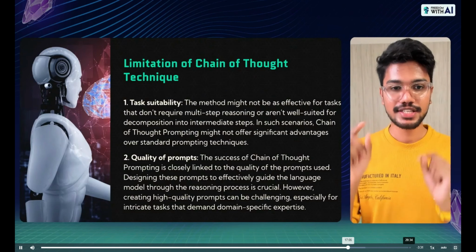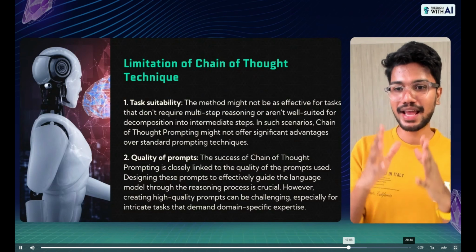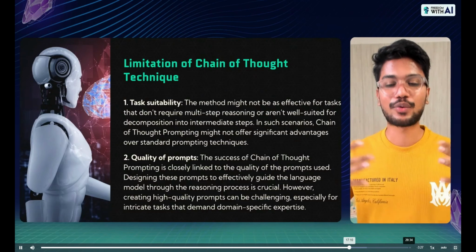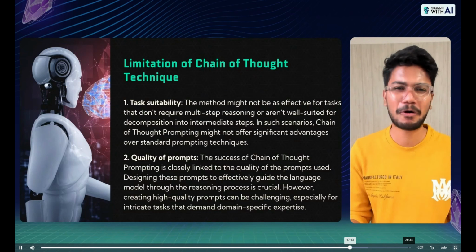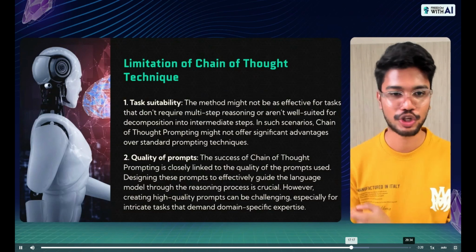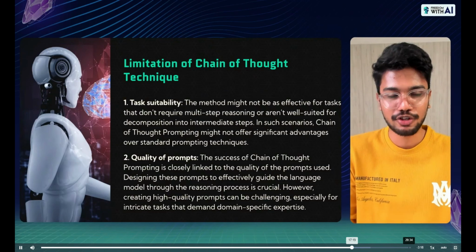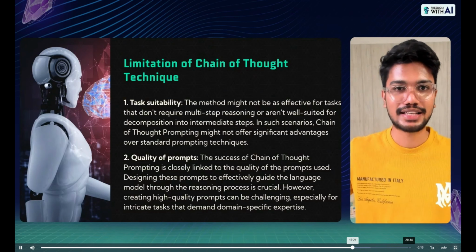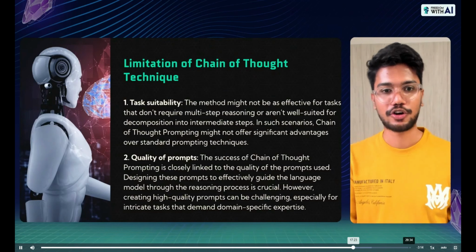So the first limitation is task suitability. The method might not be as effective for tasks that don't require multi-step reasoning. Obviously, when you can do things with simple one shot, few shot or 0 shot prompting, you don't need to use chain of thought prompting, because it's a little complex and it takes a little more time than 0 shot or few shot prompting.